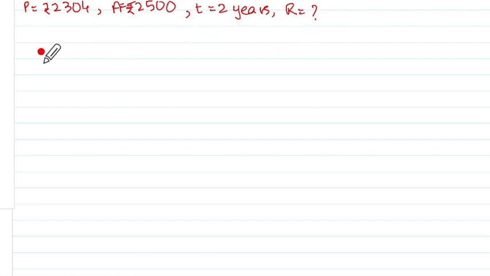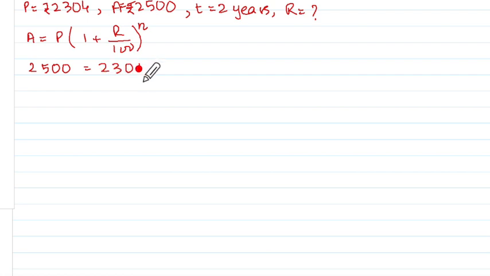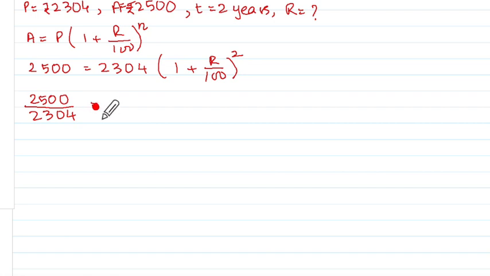So best is to use the formula. So we'll write the formula. A is equal to P into bracket 1 plus R upon 100 to the power N. Substitute. Amount is this. So 2500 is equal to 2304 into bracket 1 plus R upon 100, and that to the power 2. Bring this number here. So 2500 upon 2304 is equal to 1 plus R upon 100 to the power 2.